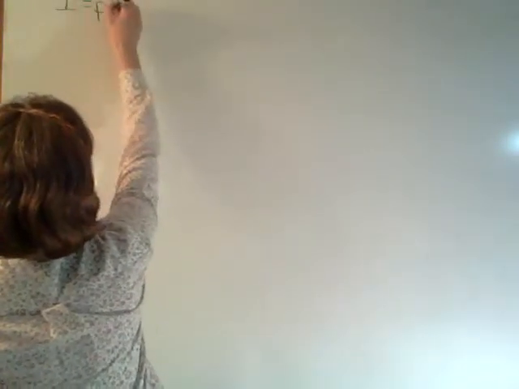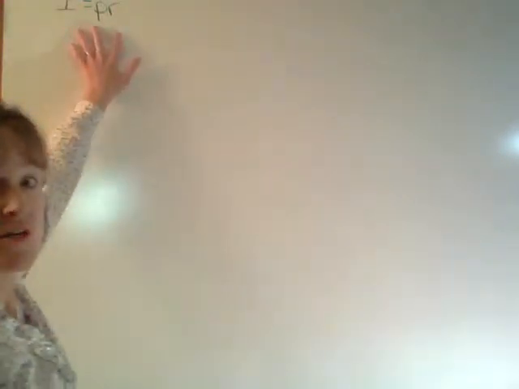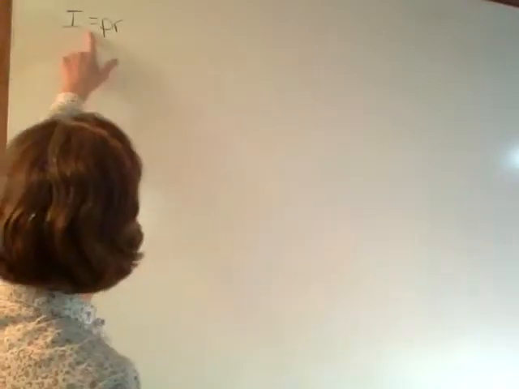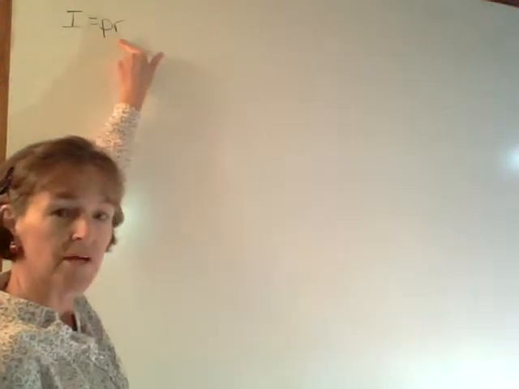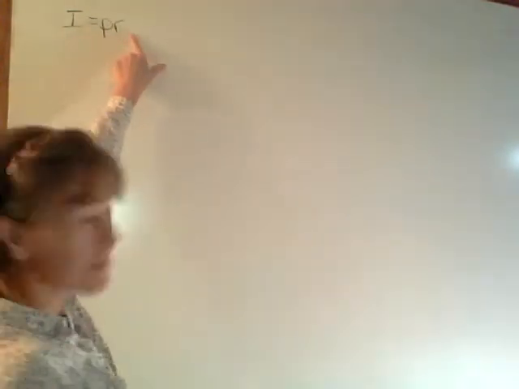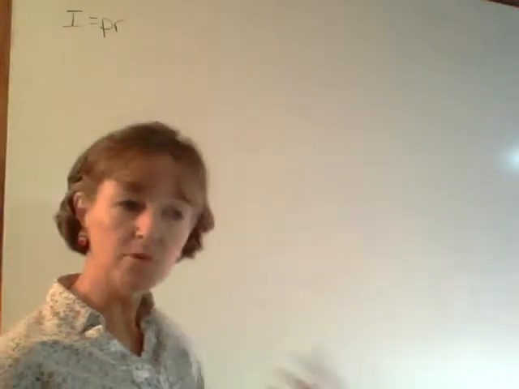Now, these problems deal with simple interest, and we should already be familiar with the simple interest equation, which is I equals P times R. Interest equals the principal, the amount of money you put into the account, times the interest rate. It should also be times T, but for these problems, T is always 1 year. So we've simplified the equation to just I equals PR. T goes away. All right, so let's suppose that we have an interest problem that reads something like this.